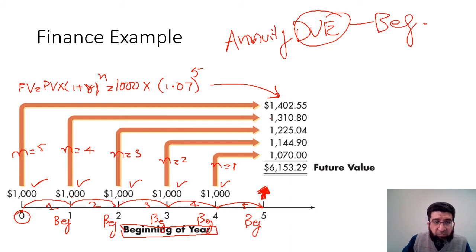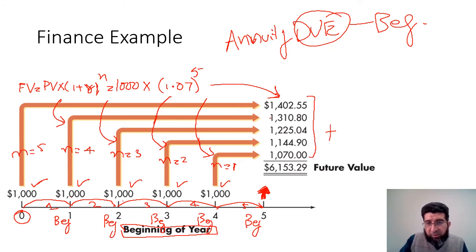You repeat the same formula for this with n equal to 4, then the same formula for this, n equal to 3, n equal to 2, and then n equal to 1. The same formula, just change the n and you will get all these values. When you add all these values, you will get 6153.29 future value.